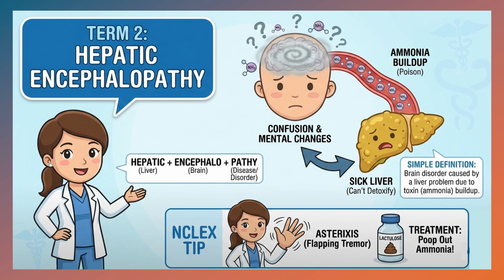A classic sign is called Asterixis, which is a flapping tremor of the hands when they hold their arms out straight. You will often see those patients given a medication called lactulose, which helps them poop out that excess ammonia.